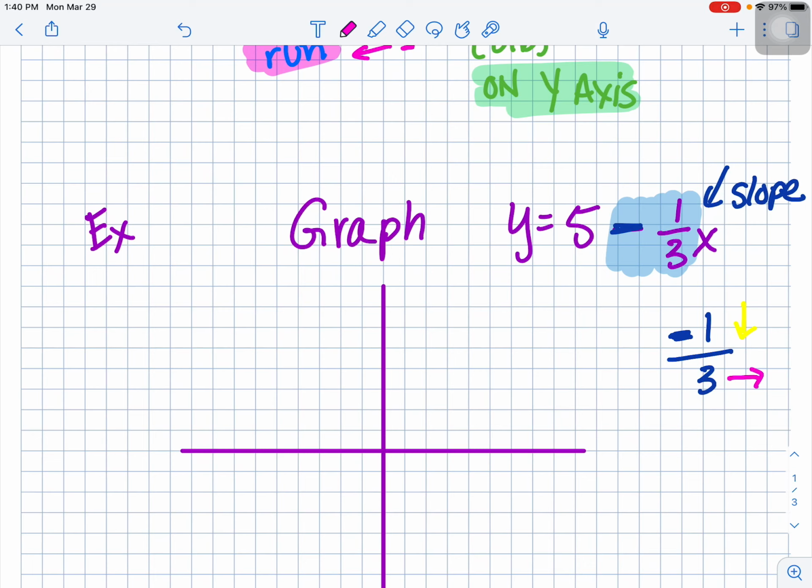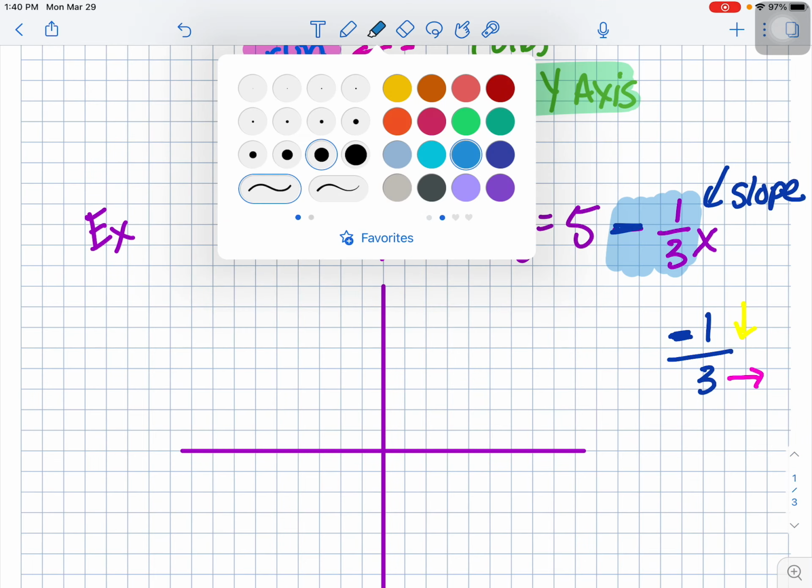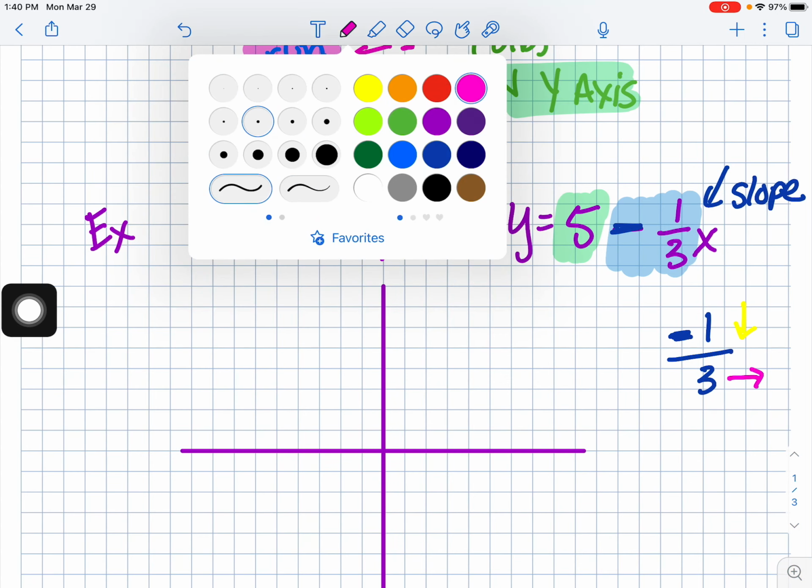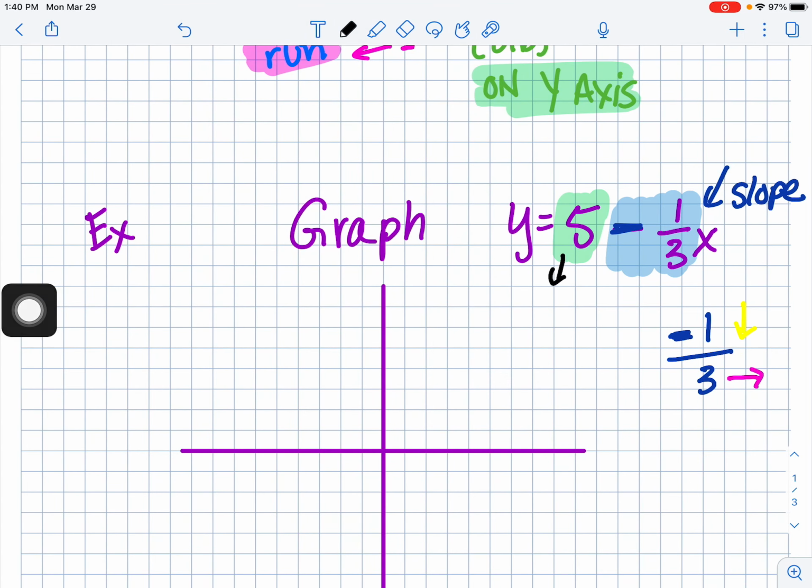So that's my slope. Now I need to know where to start. I start with the plain number, which in this case is 5. So I'm going to go to my graph, and the y-intercept starts on the y-axis. I need to find the point on the y-axis where 5 is. So I'm going to go up 5: 1, 2, 3, 4, 5, because it's a positive 5. Always on the y-axis, that's why it's called the y-intercept. So that's my start value at 0.